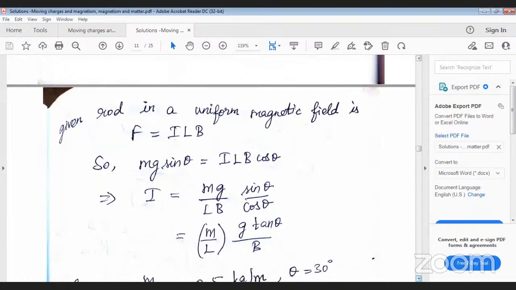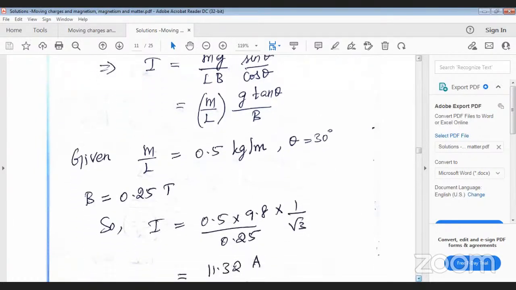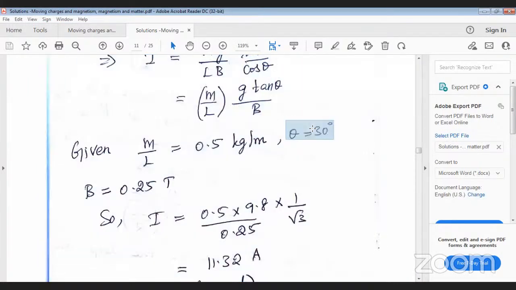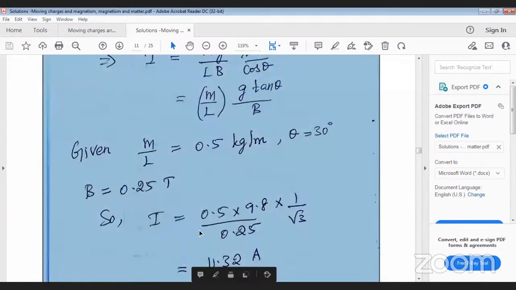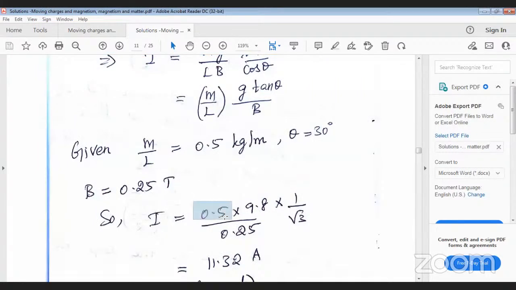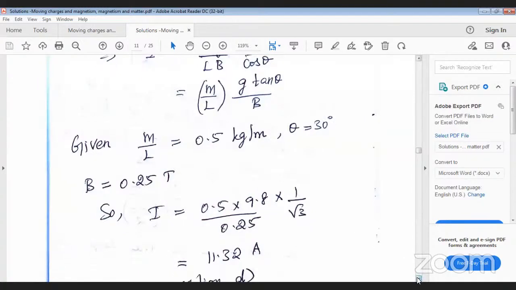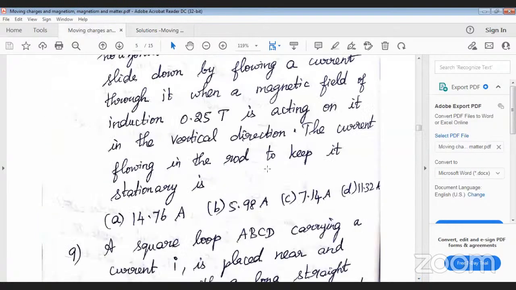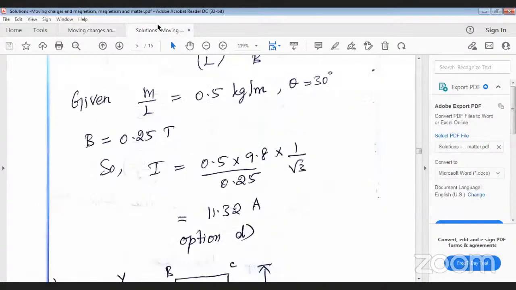We have been given the value of m by l, that is mass per unit length, that is 0.5 kilogram per meter, and theta is also given, 30 degrees. Capital B, the magnetic field value, is also given. The current you can calculate. M by L is 0.5 and g is 9.8, and the magnetic field is B. Tan 30 degrees will be 1 by root 3. After substituting all these values, we will be getting 11.32 ampere. So that you can find in option D. So option D is the right answer.